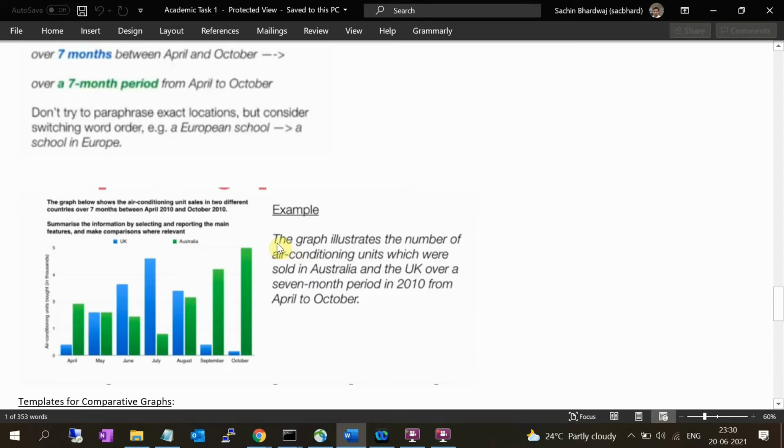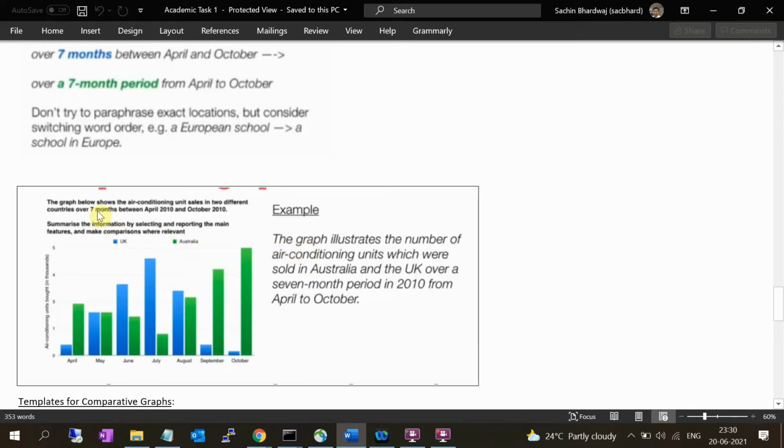So we have this example. How can you write down the introduction here? You have to paraphrase these lines into this one. Here is the example of how we have converted this: the graph illustrates the number of air conditioning units which were sold in Australia and the UK.